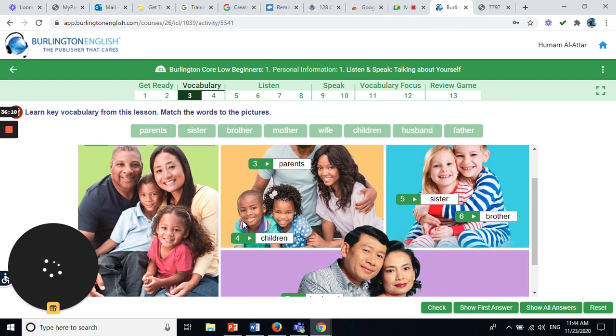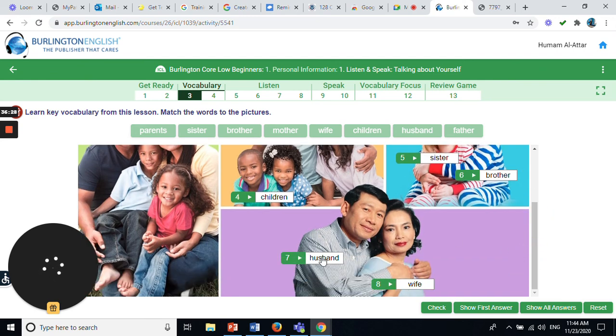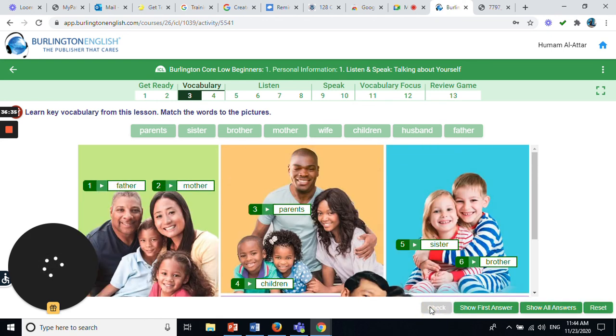Doesn't matter if you are 1 year old or 50 years old, okay? To our parents, to our mother and father, we are always children, okay? We have the sister and brother, and then husband and wife, okay? And when we finish, we click on check. You will see it all turned green. That means it's all correct.